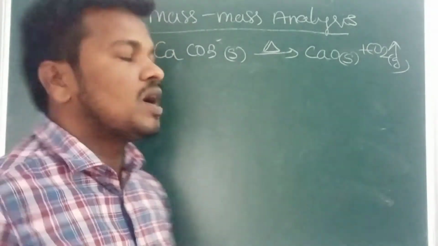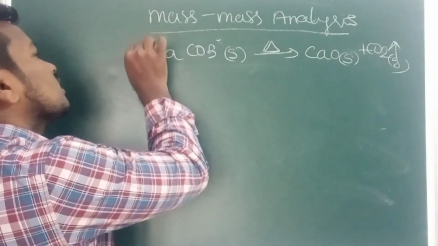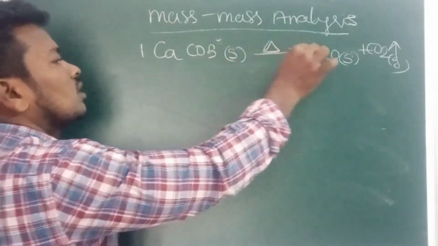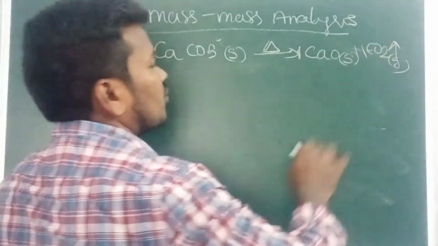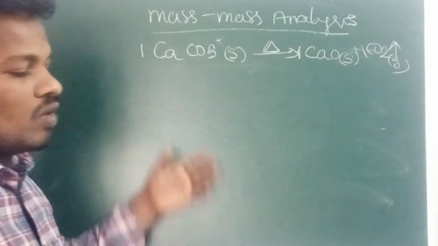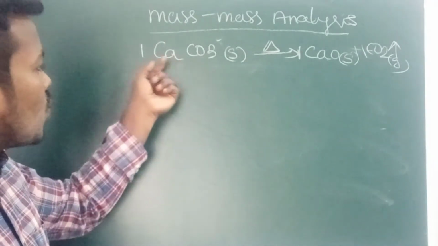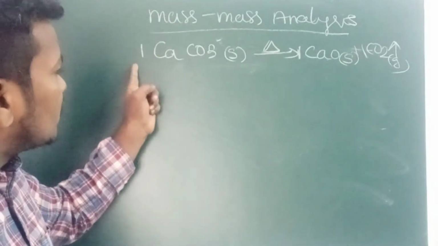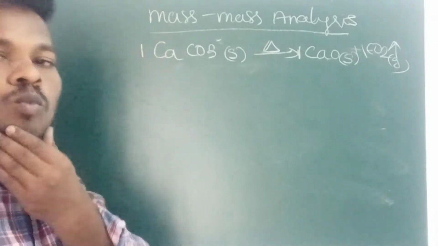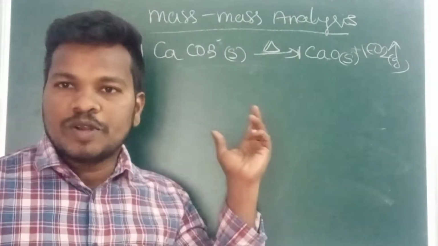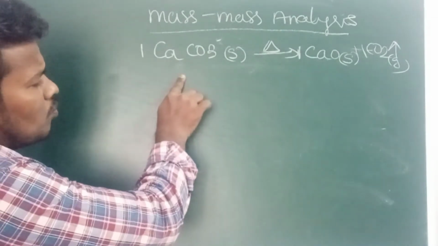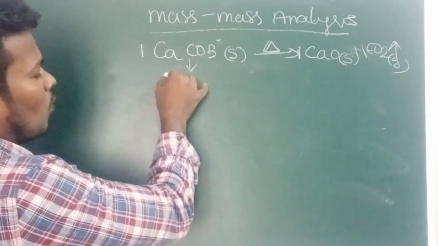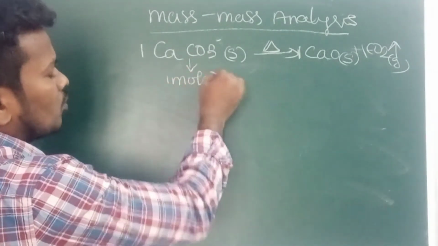So everything is balanced. For my convenience I am taking the stoichiometric coefficient 1 here, 1 here, and 1 here. If no number is mentioned, it is 1 only. Here you can consider this stoichiometric coefficient as moles also. So here it is 1 mole, here it is 1 mole. Calcium carbonate is 1 mole.